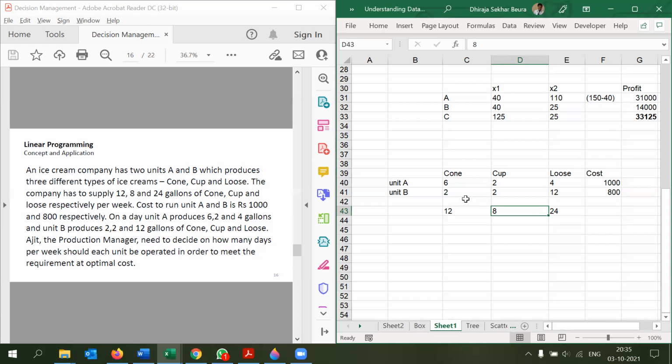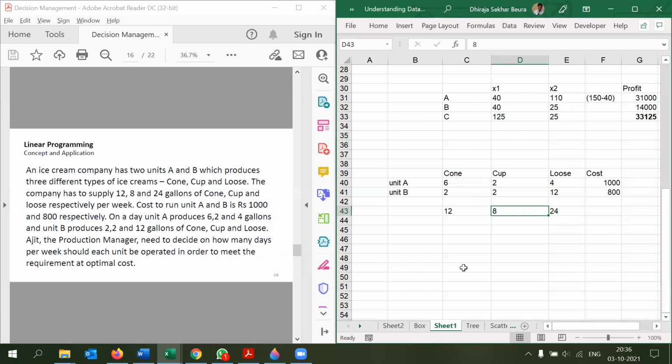Now, let me go and see what they are asking for. They are asking for how many days per week should each unit be operated in order to meet the requirement at optimal cost. So number of days the units will be operated. That's what is the question, right?